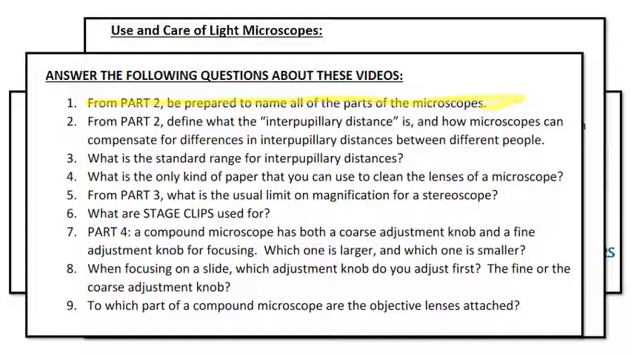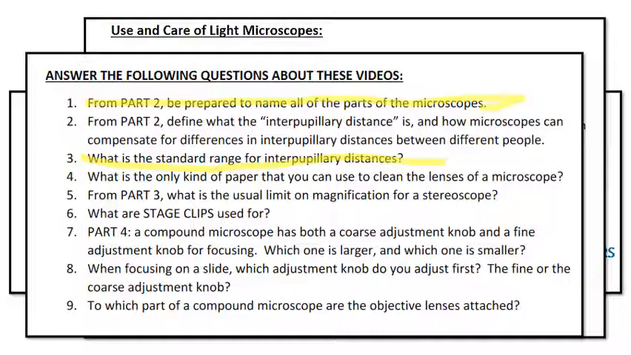I've told you so. Okay, so also I will have asked you what's the standard range for interpupillary distances. That means that somewhere in that video they're going to tell you what the standard range for interpupillary distances is. Now when you're using a microscope, you may notice that it has 2 different eyepieces that are called ocular lenses.